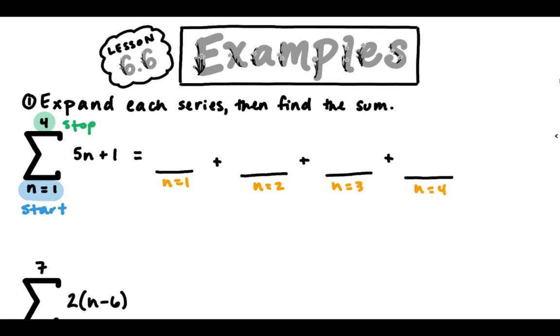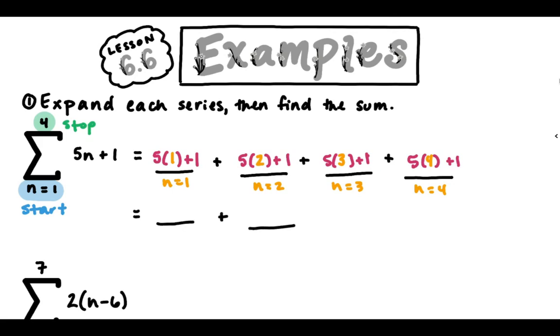Okay, so let's do that. I'm going to set it up first and then we'll plug in our n values. So I'm going to leave a space where n will go. Oh, not plus 2. Okay, now let's plug in n. So we get 5 times 1 plus 1, 5 times 2 plus 1, 5 times 3 plus 1, and 5 times 4 plus 1. Now we're going to simplify each of those so we know what numbers we need to add up.